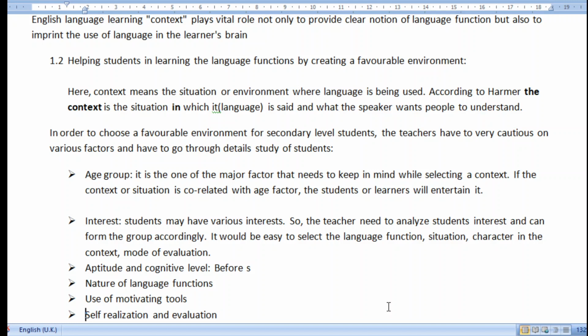But you have to plot the character on the basis of the interest of the students. त्यसको लागि you can divide the whole class on the basis of their interest.